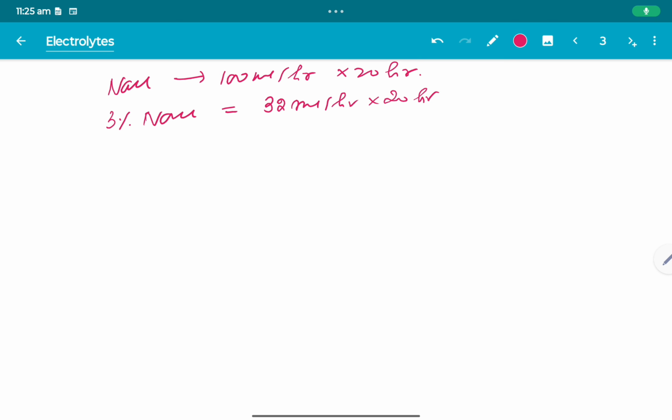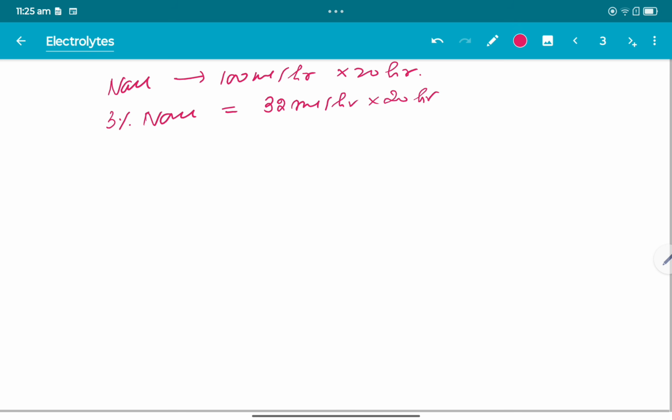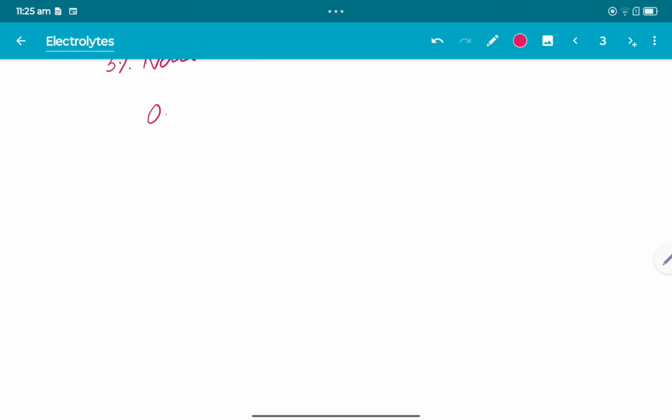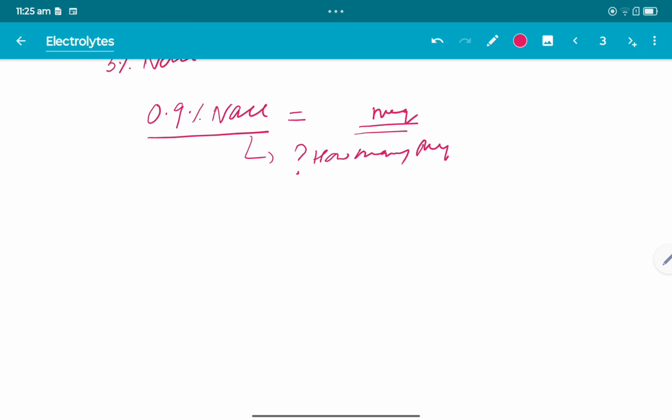A lot of people have confusion regarding percentage, milliequivalents, milligrams. So I would like to clear your confusion regarding this. Suppose there is a solution. We take, for example, 0.9% NaCl. Okay. So how to convert it into milliequivalents, or how to know how many milliequivalents of sodium it contains.